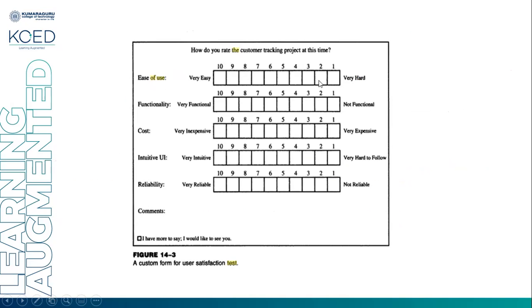The scale is a 1 to 10 point scale. 10 stands for the very positive side, and 1 stands for the negative side. For ease of use, very easy will have 10 points, and very hard is 1 point. Non-functional is 1 point, and very functional is 10 points. For cost, very expensive is 1 point, and very inexpensive is 10 points. For intuitive UI, very hard to follow is 1 point, and very intuitive is 10 points. For reliability, not reliable means 1 point, and very reliable means 10 points.